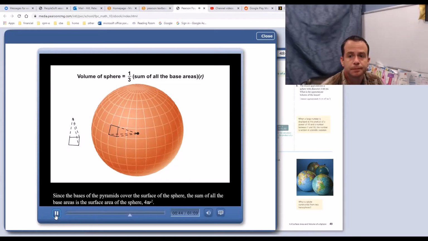Since the bases of the pyramids cover the surface of the sphere, the sum of all the base areas is the surface area of the sphere, 4 pi r squared.